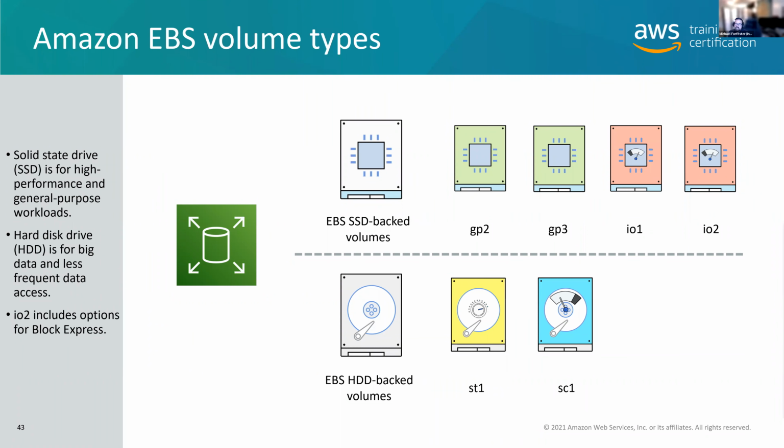IO2, by the way, has a special version called Block Express that most people should know about. This one goes up to 256,000 IO per second at a 256K chunk size. Ridiculously fast. Now, the ones on the top are SSD based volumes. The ones on the bottom are mechanical. In general, you can't use the mechanical volumes as boot drives. So I wouldn't even bother using them unless you actually have a very specific use case to do so.